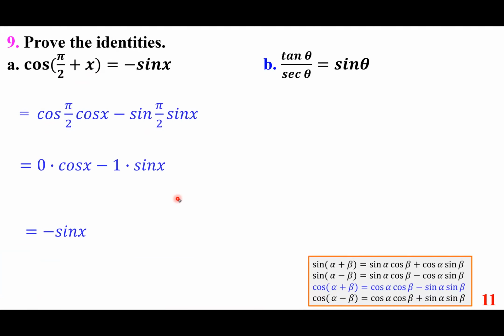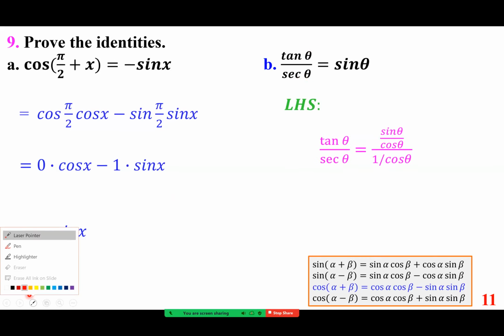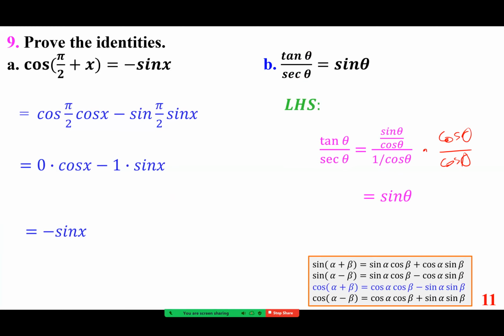So again, we start with the left hand side because it is more complicated. Tan theta over secant theta. Tan is sine over cosine, secant is 1 over cosine. And if you multiply the top and divide by cosine theta, you get sine theta over 1 over sine theta. It's that simple.